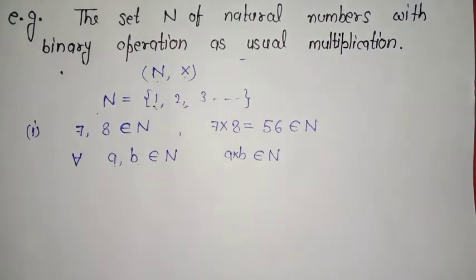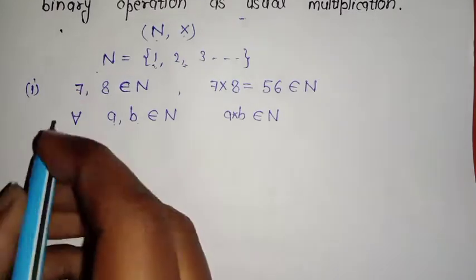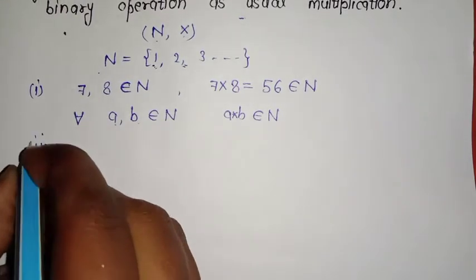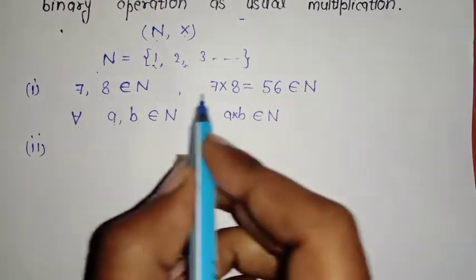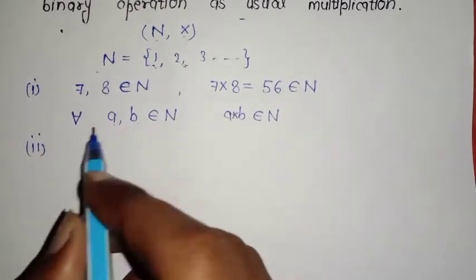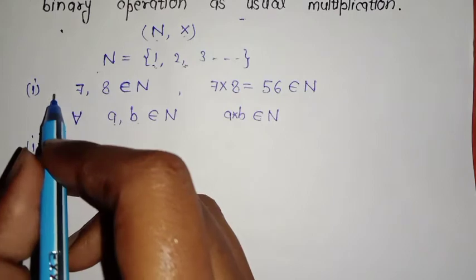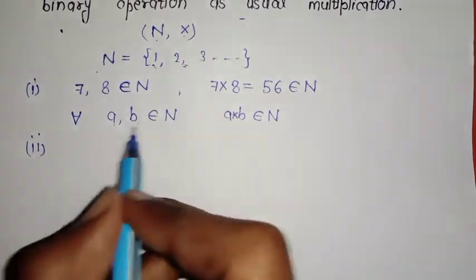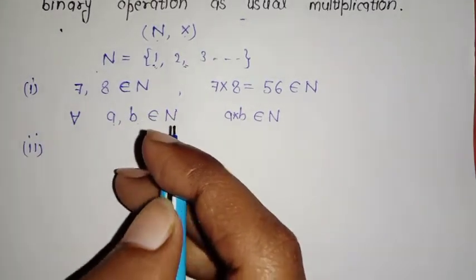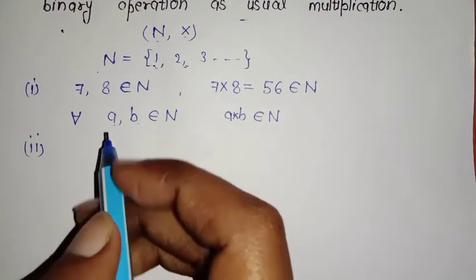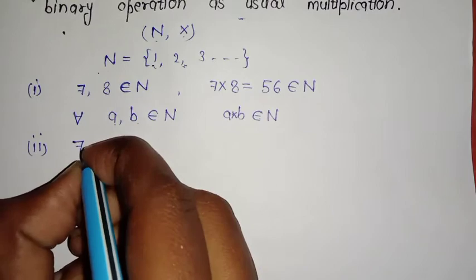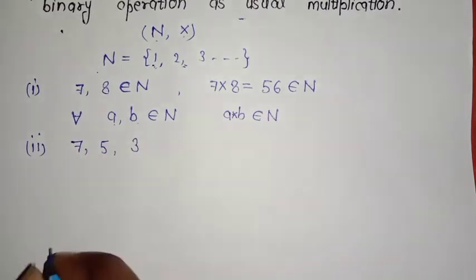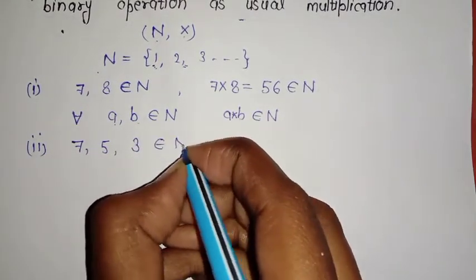Now we will discuss the next property, that is the associative property, and in this property we will take three natural numbers. I will tell you firstly with the numbers, and then the proper way that we use in our notebook. So firstly I am taking three natural numbers: 7, 5 and 3. All are natural numbers.